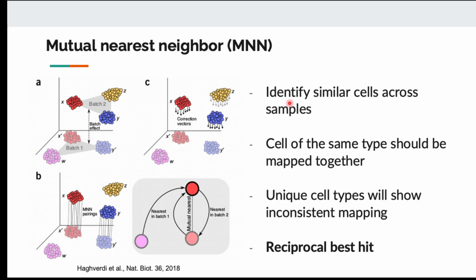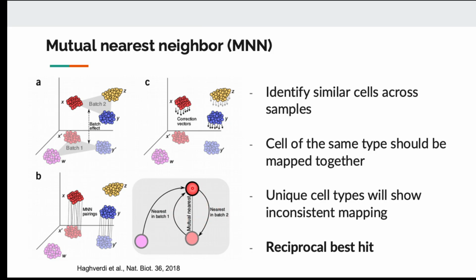If we calculate the similarity in gene expression profile across the batches, we're going to get some mapping. Each cell in sample 1 is going to point to some cells in sample 2, and each cell in sample 2 is going to point to some cells in sample 1. What we are looking for is this kind of reciprocal mapping: A points to B and B points to A.